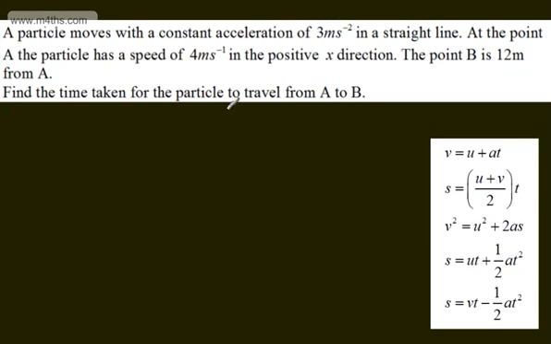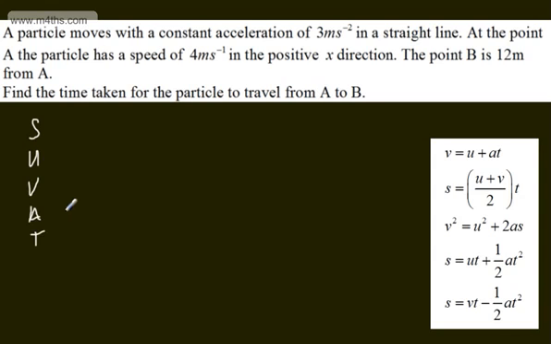Okay, let's look at another question. A particle moves with a constant acceleration of 3 meters per second squared in a straight line. At the point A, the particle has a speed of 4 meters per second in the positive x direction. The point B is 12 meters from A. Find the time taken for the particle to travel from A to B. So straight up with our SUVAT. So let's plug in the information and find that.